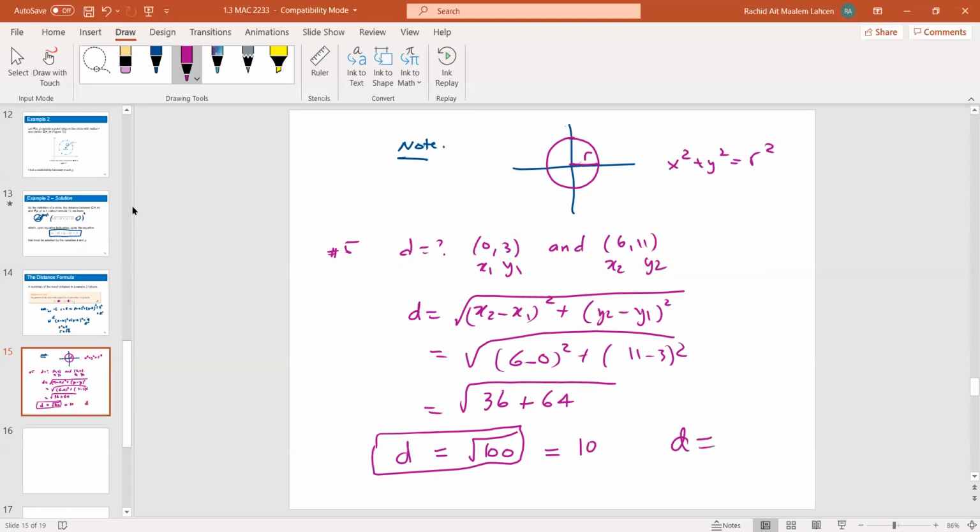So you need to review simplifying radicals, and that's why we did that review of pre-calc. You want to make sure you take the square root first. So note the common mistake: d equals 100.